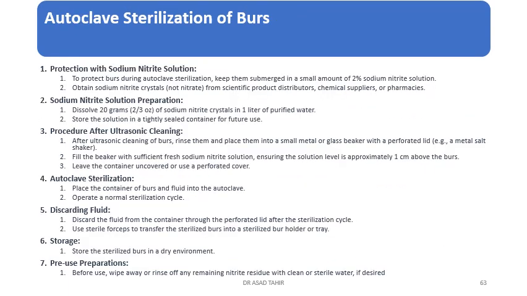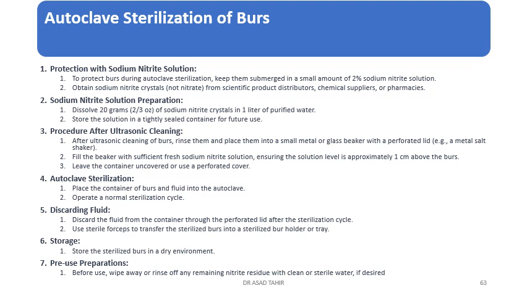Autoclave sterilization of burrs. Protection with sodium nitrite solution. To protect burrs during autoclave sterilization, keep them submerged in a small amount of 2% sodium nitrite solution. Obtain sodium nitrite crystals, not nitrate, from scientific product distributors, chemical suppliers, or pharmacies.